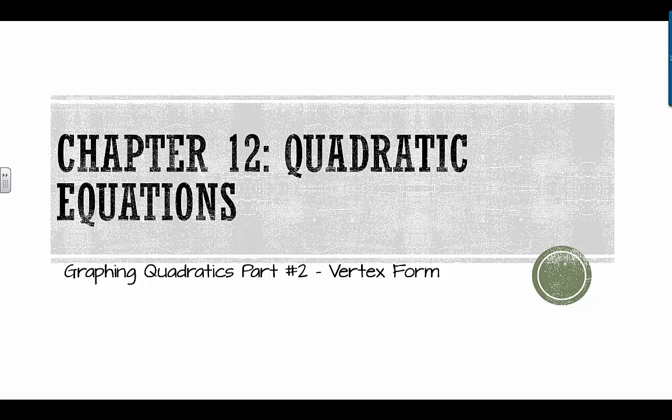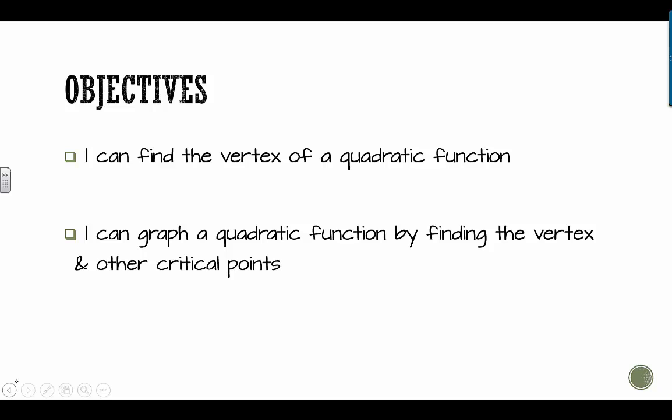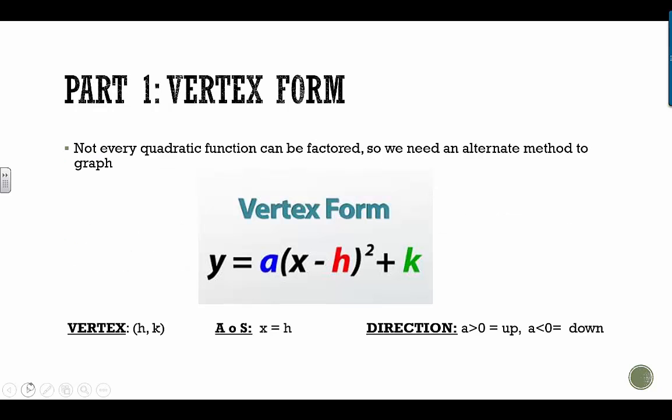So we're going to keep graphing quadratics, but this time we're going to use something called vertex form. By the end of this lesson, you should be able to find the vertex of a quadratic function when it's in that form, and then graph one by finding the vertex and other critical points.